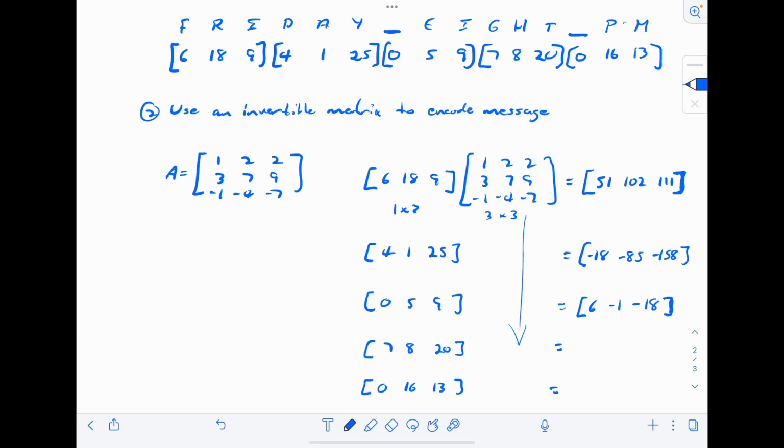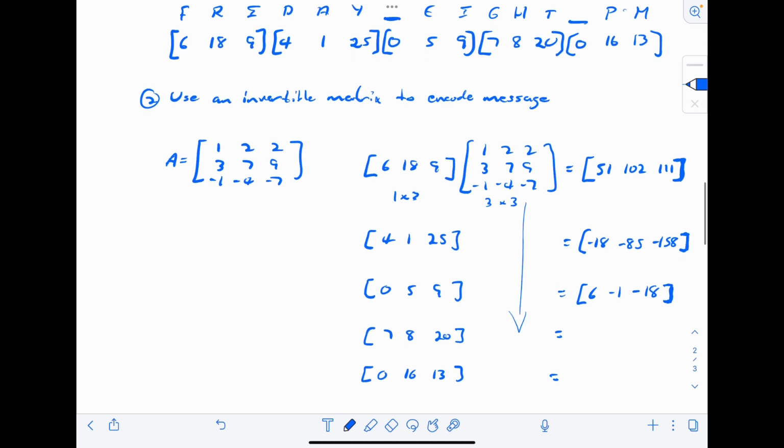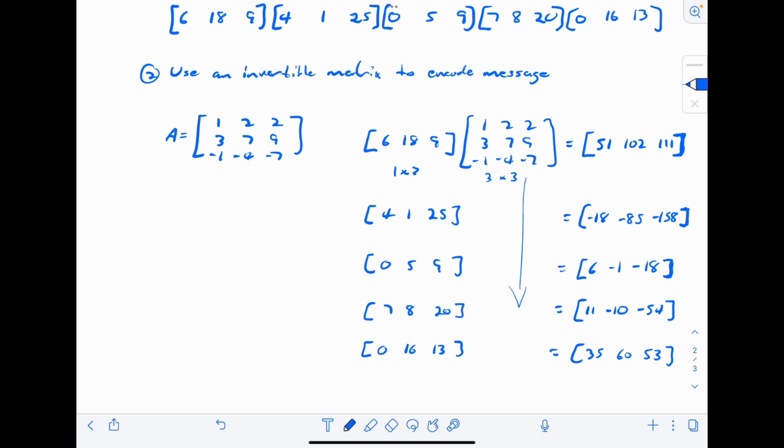Sorry, my brackets are really sloppy. And then we get 11, -10, and -54. And then finally 35, 60, and 53. Okay. So obviously the left side is what we started with, the right side is what we've encoded them to.